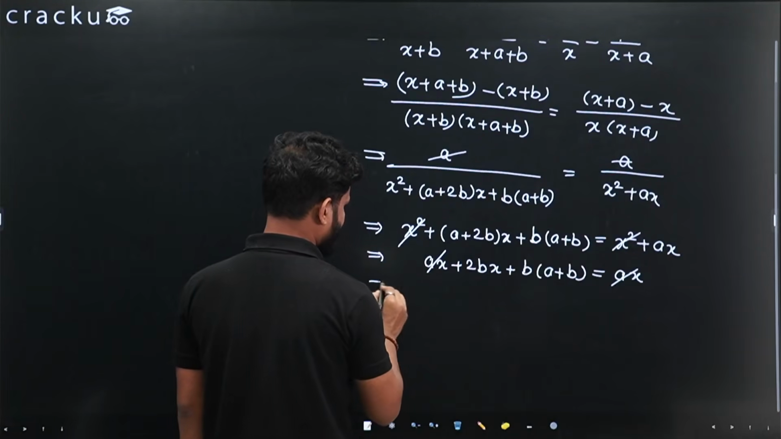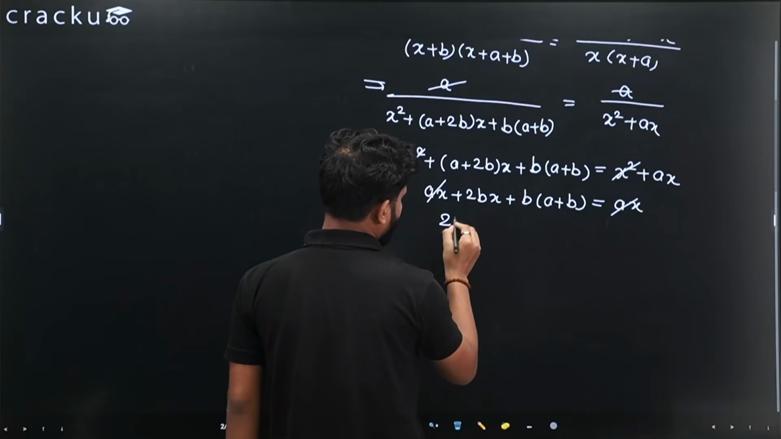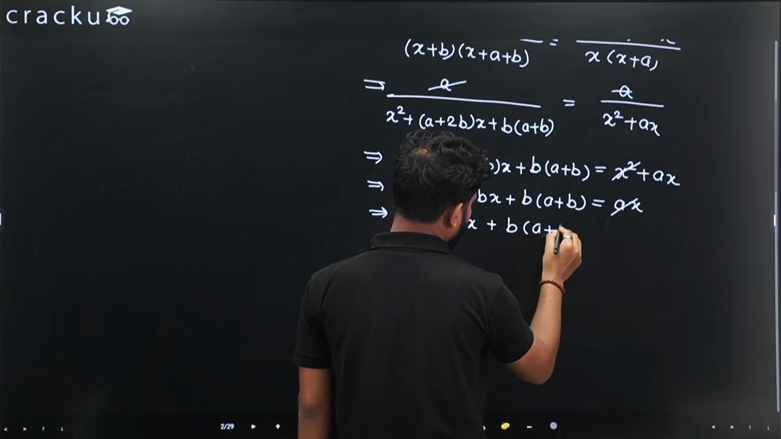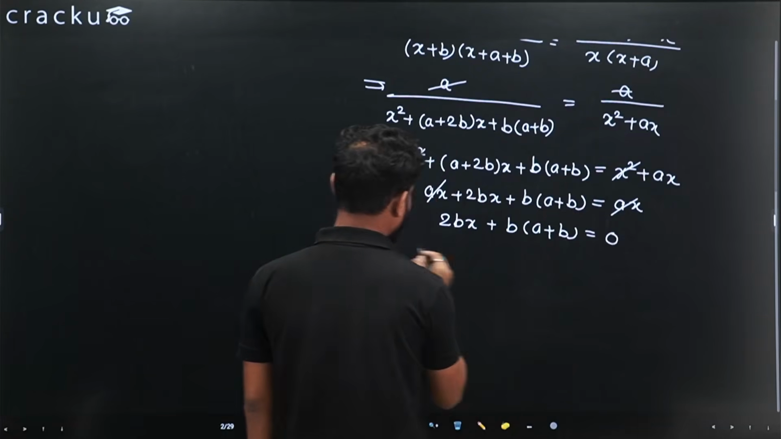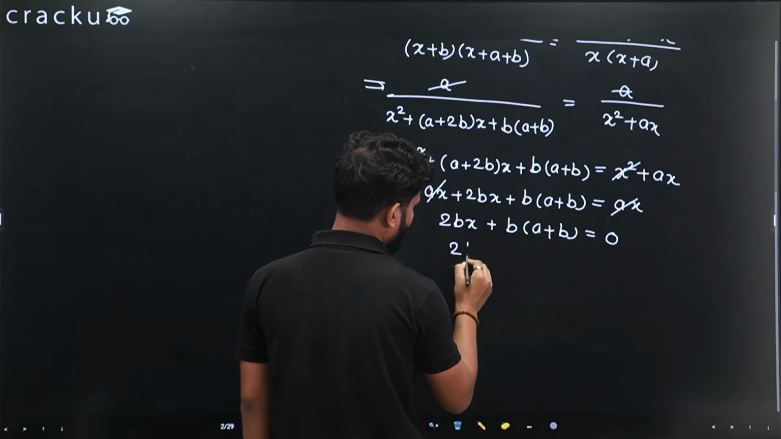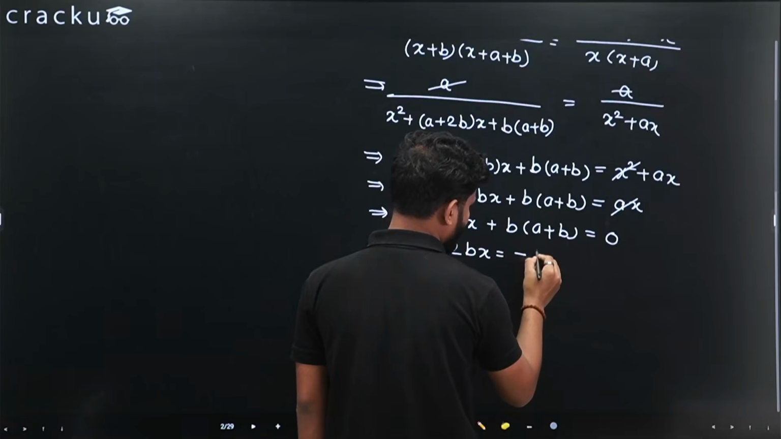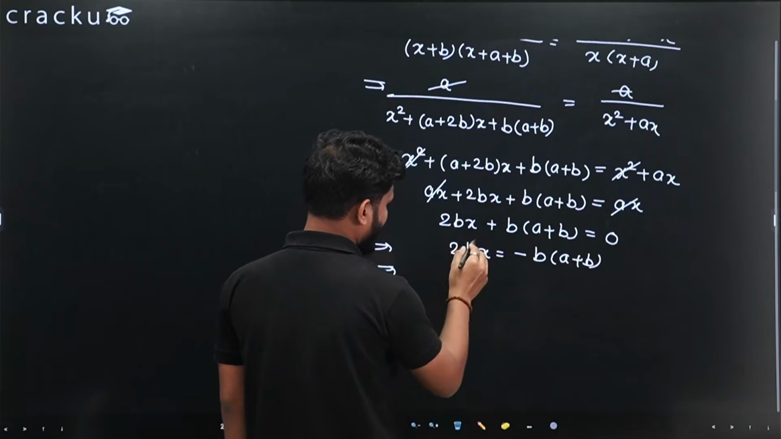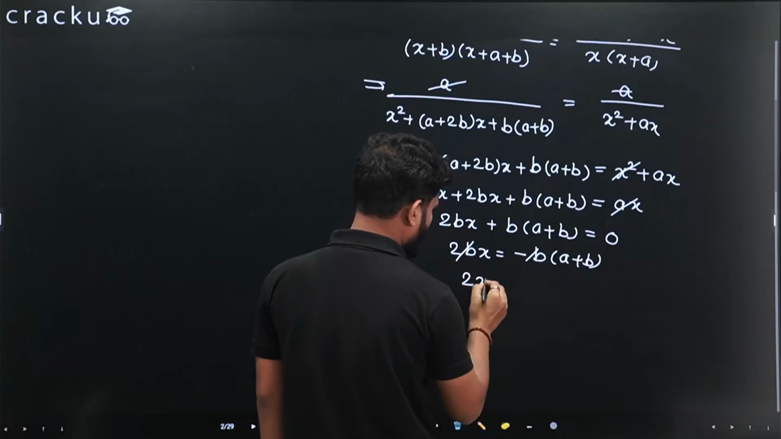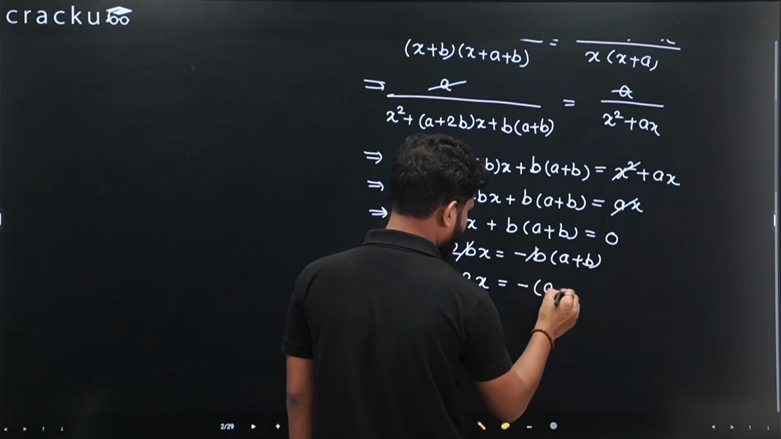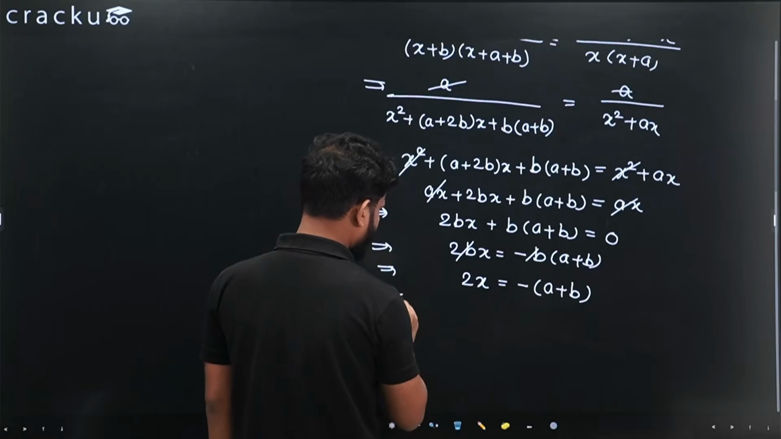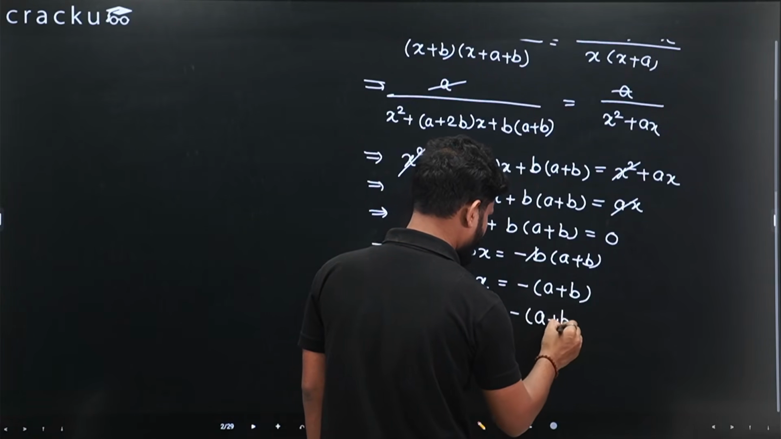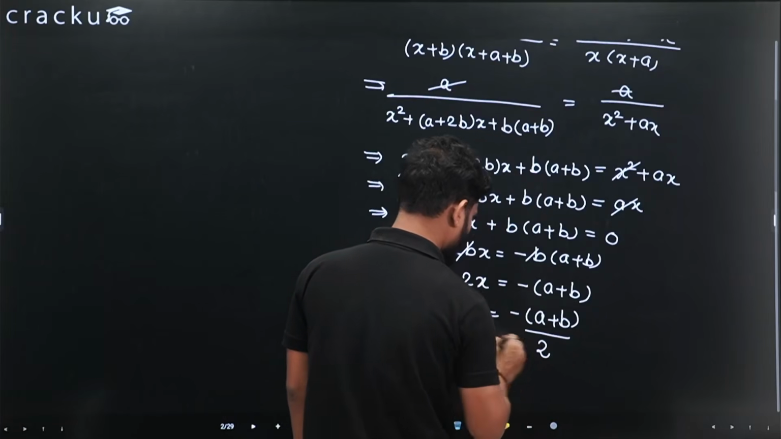Ax and ax will get cancelled. From here what I get? I get 2bx plus b into a plus b is equal to 0. From here I can write 2bx is equal to minus of b into a plus b. From here I can cancel this b and write 2x is equal to minus of a plus b. And from here I will get x as minus of a plus b divided by 2.